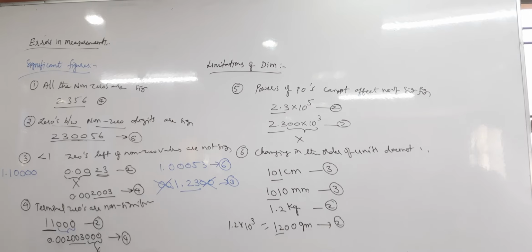Next, fourth rule: terminating zeros of any number are not significant. Like that 11,000, only two significant figures. Write the next example also. Compulsorily you should underline the significant figures.